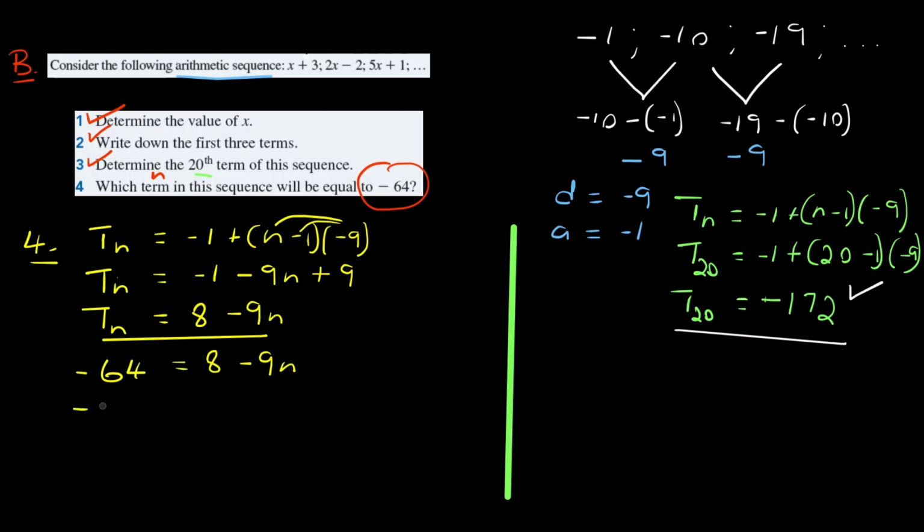So it will be negative 64 minus 8 equals negative 9n. So you say negative 64 minus 8, then you'll get negative 72. And you divide both sides by negative 9. Let's see what answer you get. And you get 8. n is equal to 8. And you would have answered the question and gotten 4 marks.